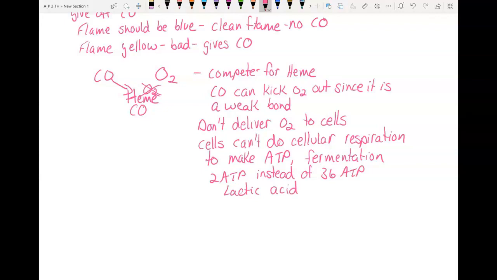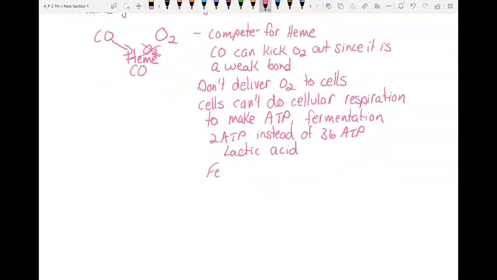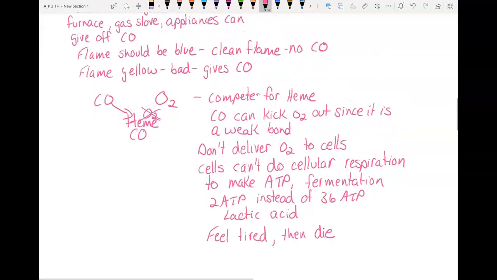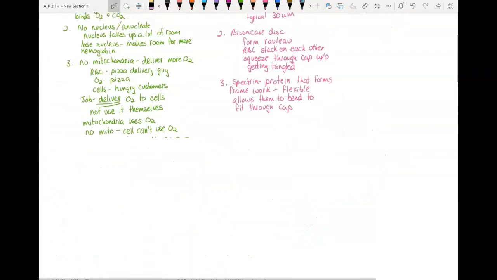So one of the early warning signs of carbon monoxide poisoning is that you feel tired. And if you do get carbon monoxide poisoning, the important thing to do is get outside and get fresh air right away. If you stay in there and you keep breathing the carbon monoxide, you'll eventually die. So make sure you have a carbon monoxide detector in your house and pay attention. Get outside if it goes off.